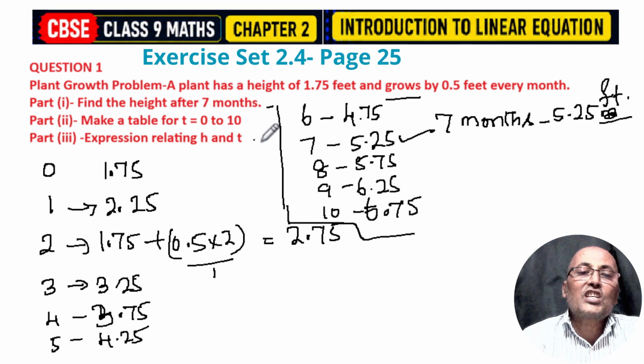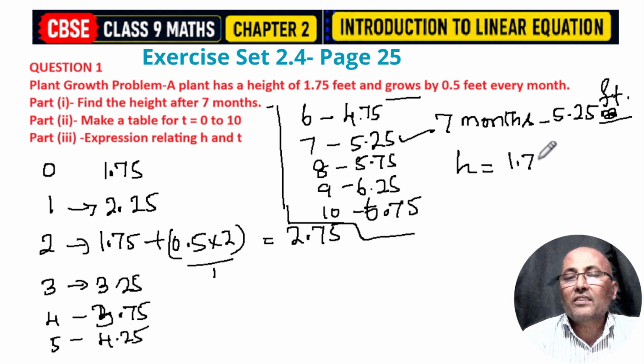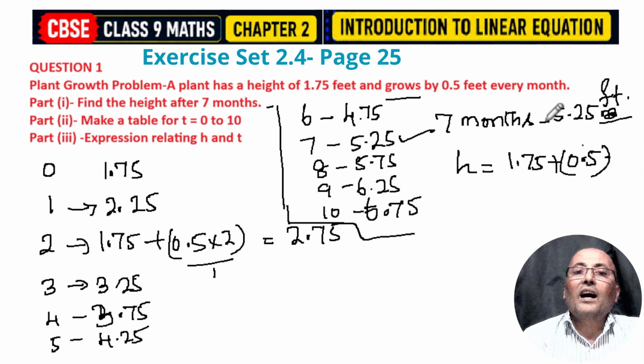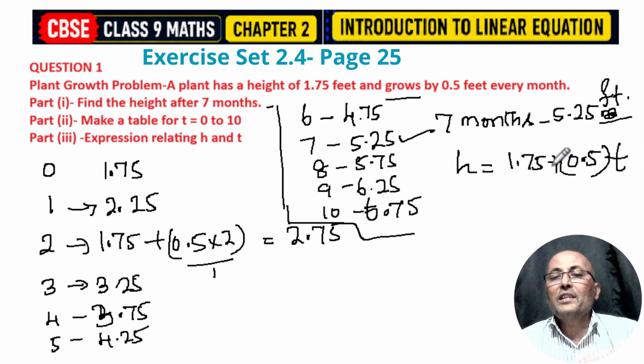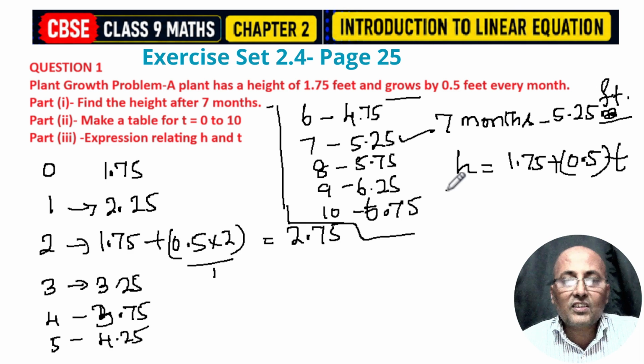Expression relating h and t. Yes, here we got the expression. Height equal to initially 1.75 plus 0.5 into growth. That is every month you can put t, time. So h equals 1.75 plus 0.5t. When t equal to 1, 0.5 is added at the end of the first month. t equal to 0 means 1.75 itself. Likewise, you can find out all the answers. Are you able to understand, my dear students? Let us go to the next question.